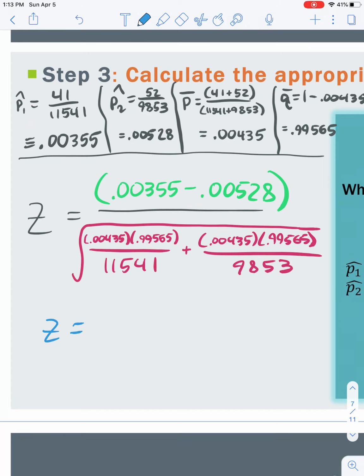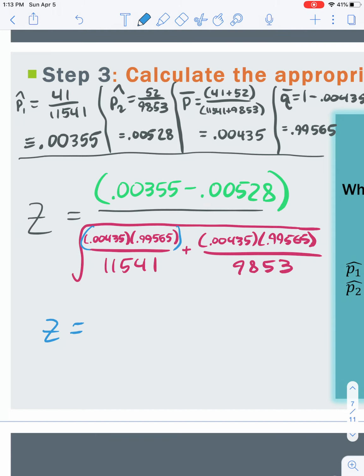And then divided by square root. Square root acts as parentheses, so I kind of have parentheses already built around. Then I'm going to have to put parentheses around this numerator. So I'm going to put parentheses around here, 0.00435 times 0.99565.